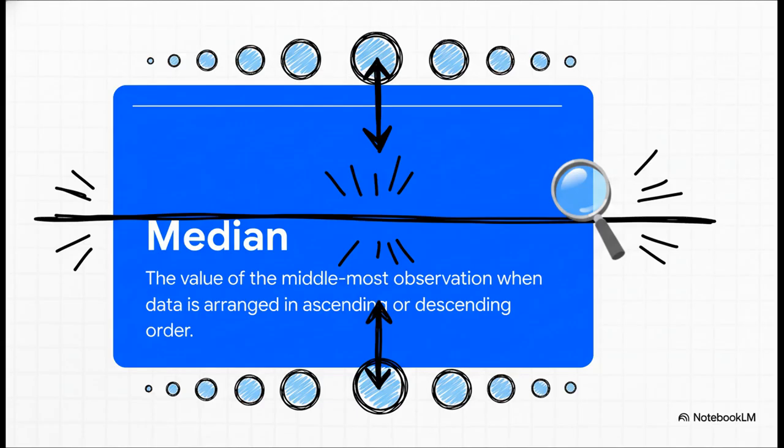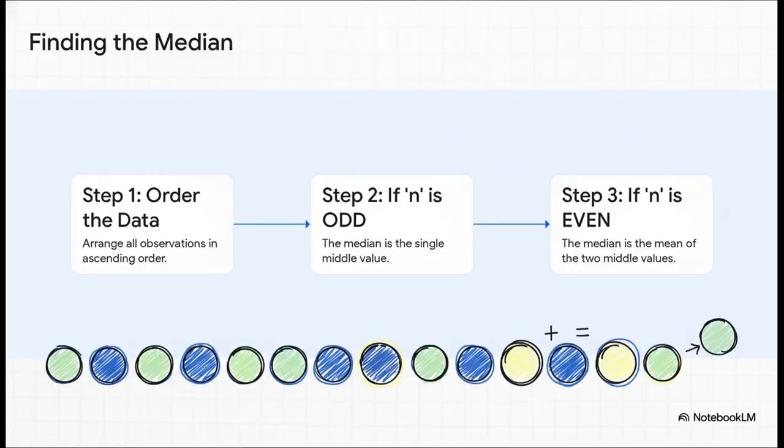Next, we've got the median. The key word here is middle. The median is all about position. You line up all your data points from smallest to largest, and the median is the value that's sitting smack dab in the center.